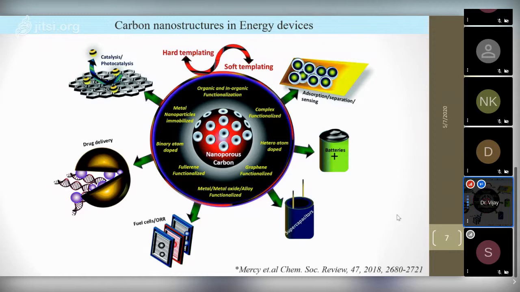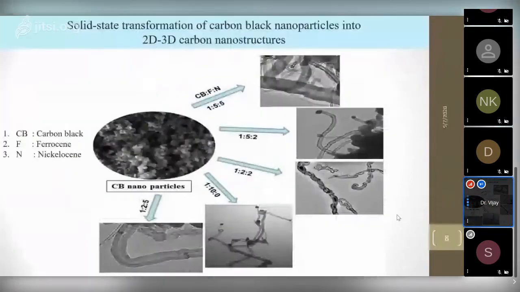And the second is that it's really abundant in this world, and it's cheap. So it's really a carbon material. Of course, our body is also made up of carbon, right? So carbon is everything. So why not in energy devices, right? So I will move to the slides which show what I did with carbon nanoparticles.